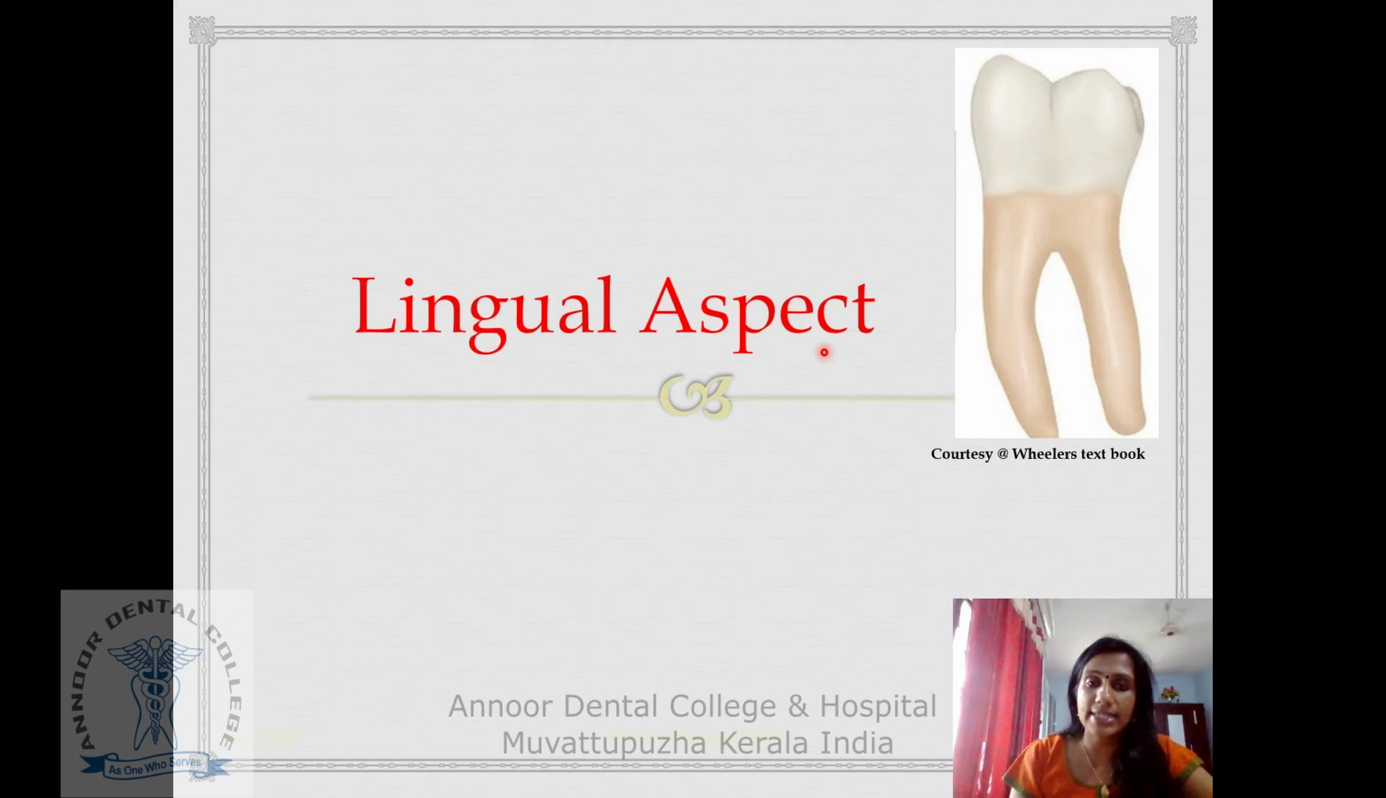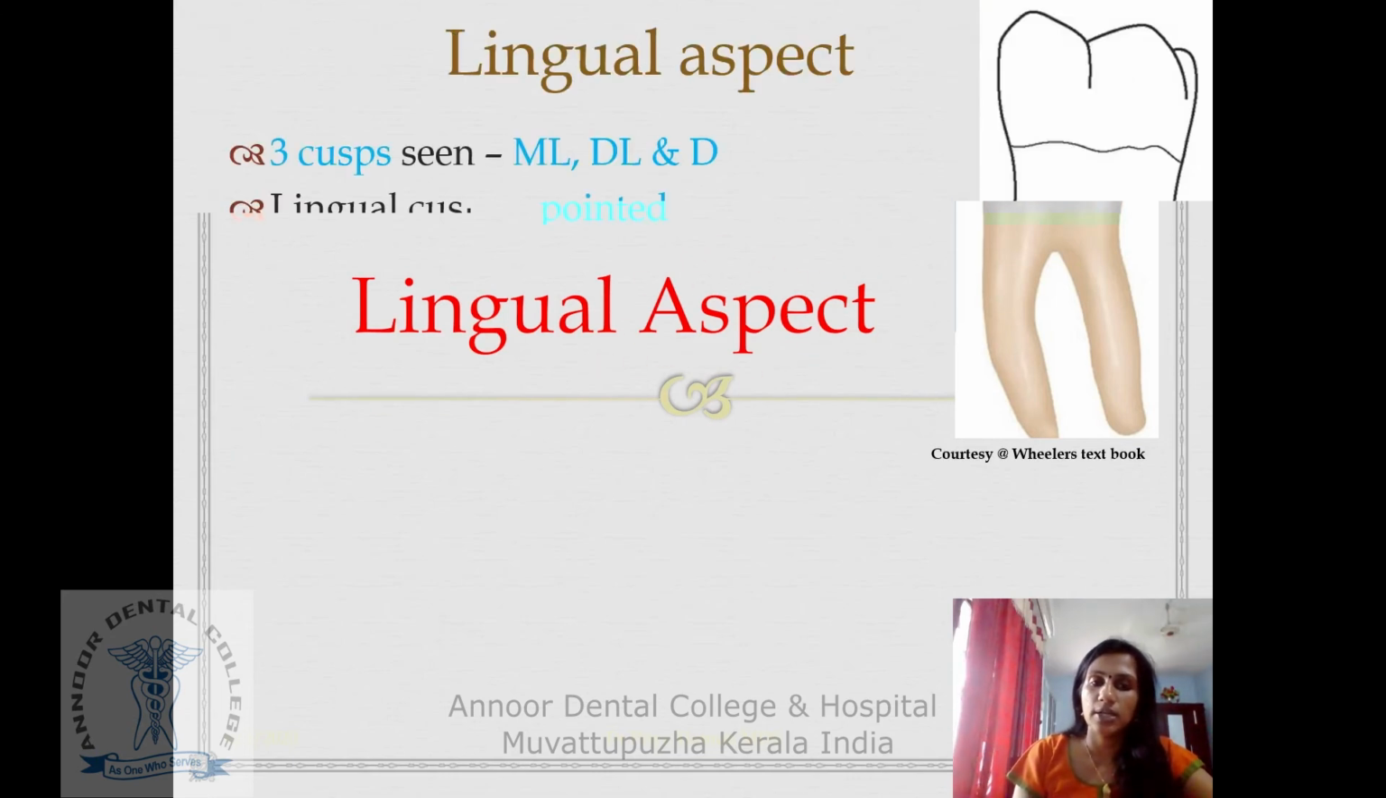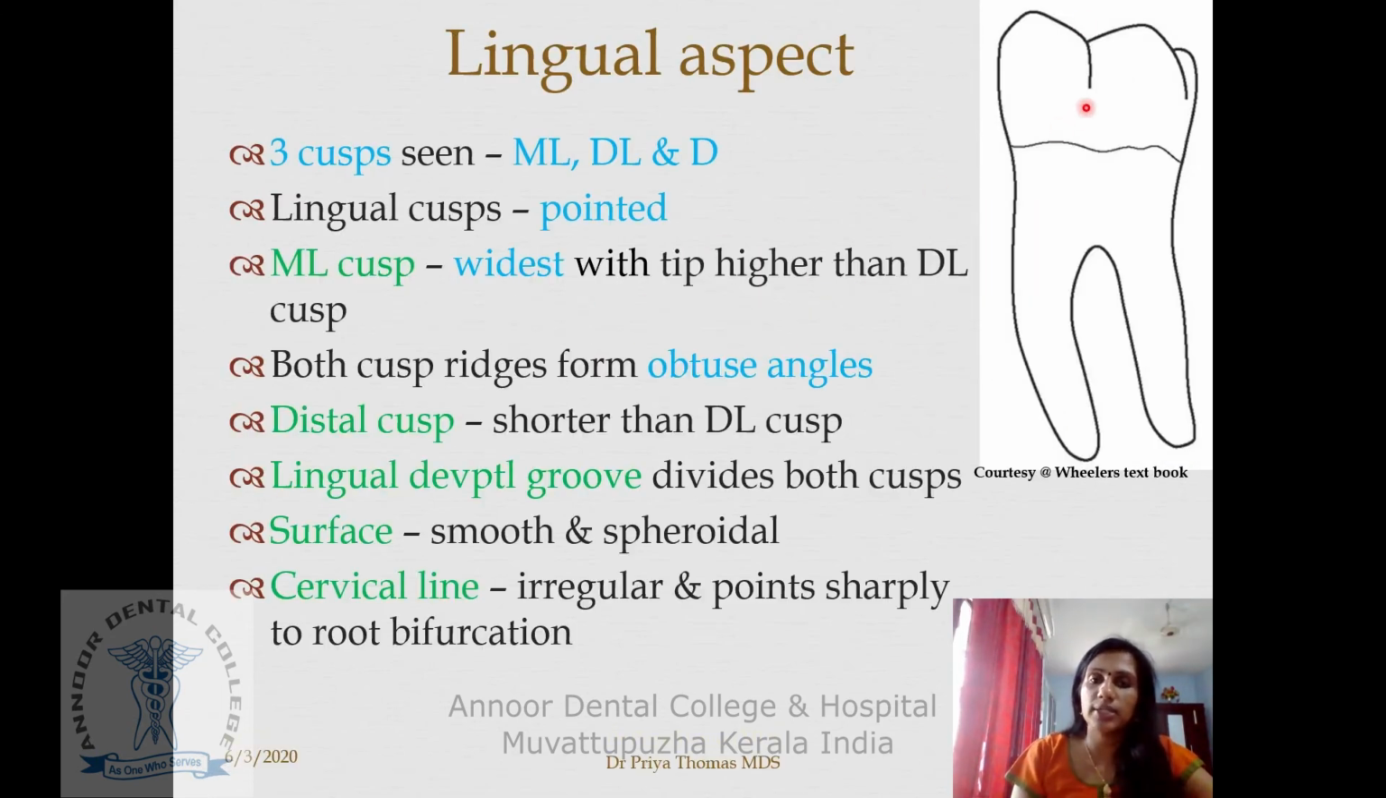We'll move on to the next aspect, that is the lingual aspect. Here again, when you look at the features on the lingual side, you have two main cusps. You can see two major cusps, your mesiolingual cusp and your distolingual cusp. This is mesiolingual, this is distolingual. Along with these two, you can see a very small portion of your distal cusp. In your buccal aspect, you tend to see a wider portion of your distal cusp, but here you see only a small portion.